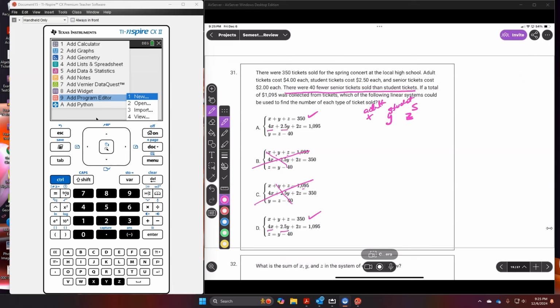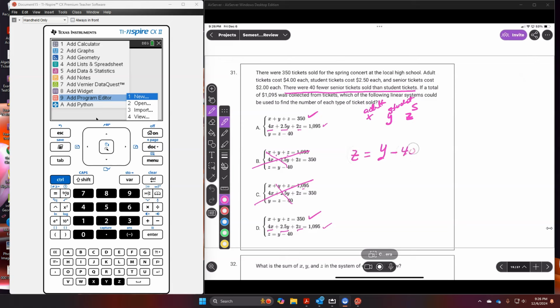And the senior was $2, okay. And they collected $1,095, so that kind of matches that. So it says if there were 40 fewer seniors sold than students. So student tickets, there were more student tickets. So it would have to be Z, which is seniors, and we have student tickets. It was 40 fewer than student tickets. So your answer is D. That has to be it.